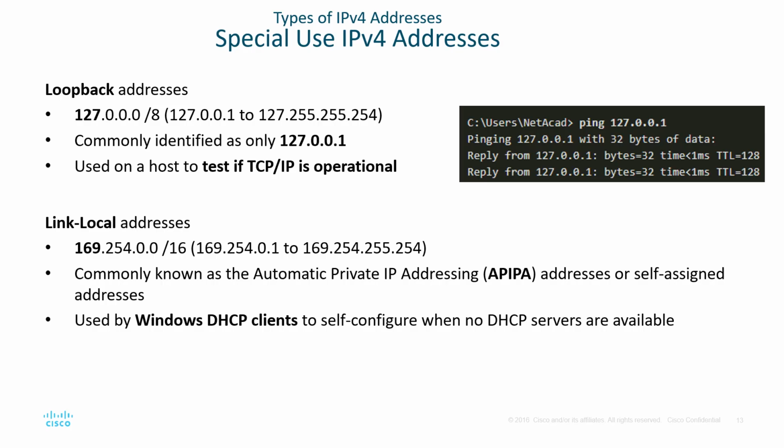It is 169.254.0.0 with a slash of 16. Again, there is your range. These are commonly known as the automatic private IP addressing. So sometimes when you do that show IP INT brief, how it is learned would be this APIPA.